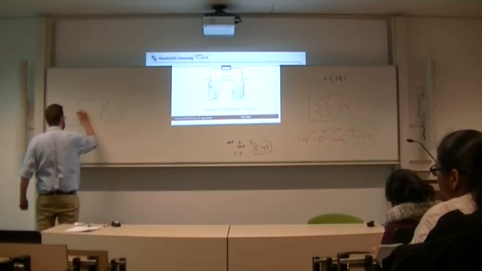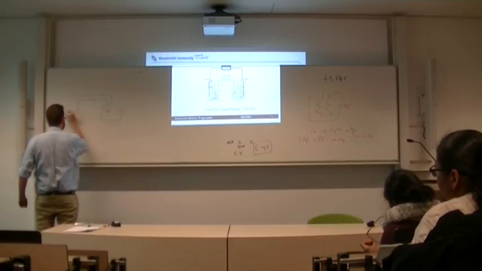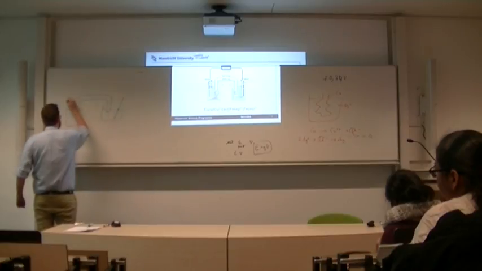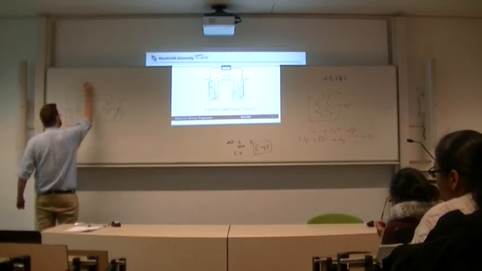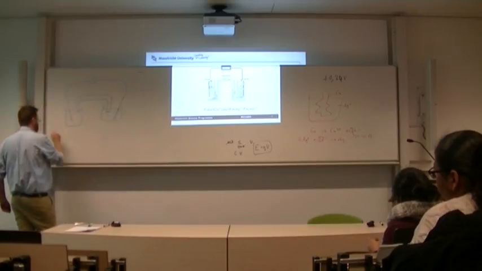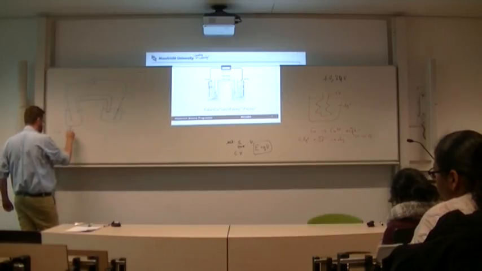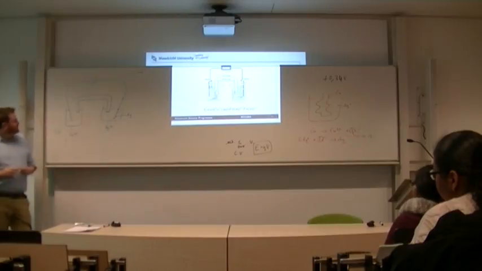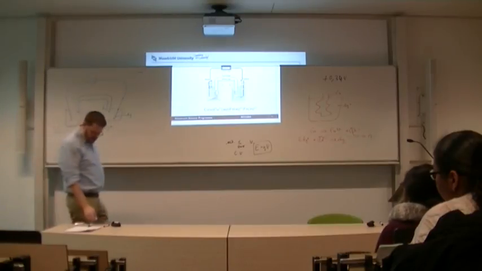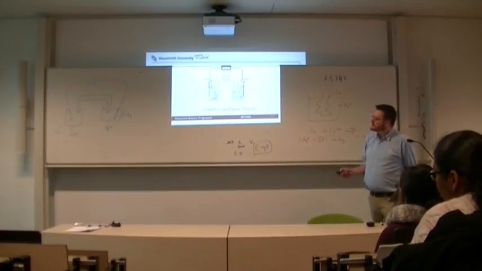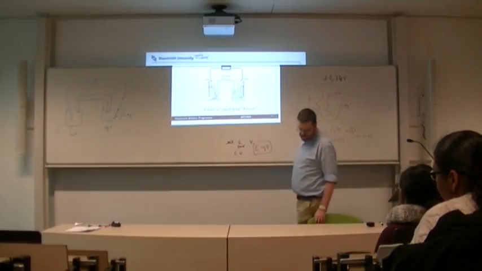So here's my salt bridge. Here are my two electrodes. Here is the voltmeter. All right, let's make this a copper 2 plus solution and a silver plus solution. First question: what's going to happen? Is there going to be a flow of electrons? Does this represent an electrochemical cell?